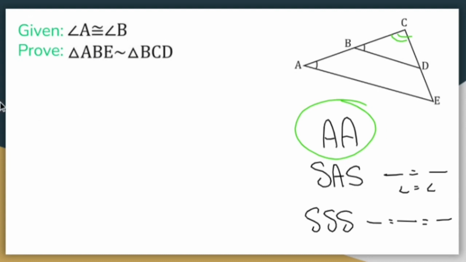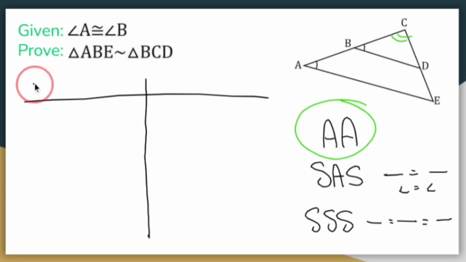For some reason, I didn't copy and paste the statements and the reasons 2-column proof thingy, so I'm going to do that right now. Statements, reasons. And what I'm going to do is state my given. I'm going to say that the measure of angle C is the same as the measure of angle C. And then that's it. That's all I need. And then by AA, these 2 guys are similar.